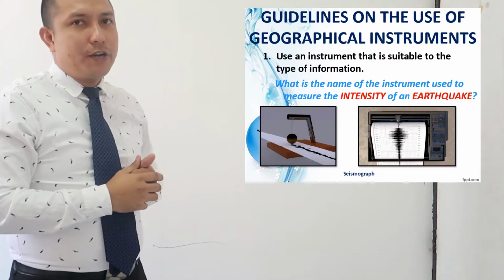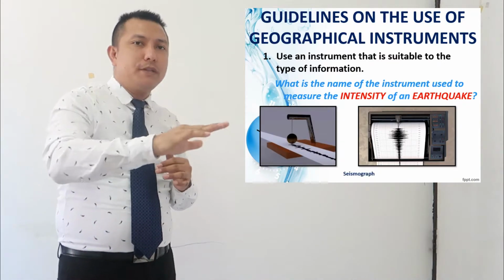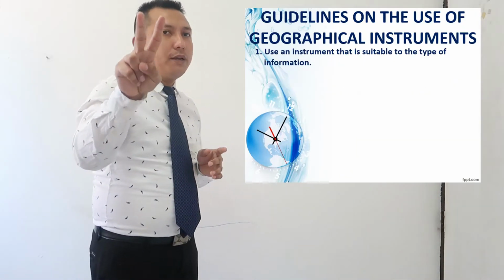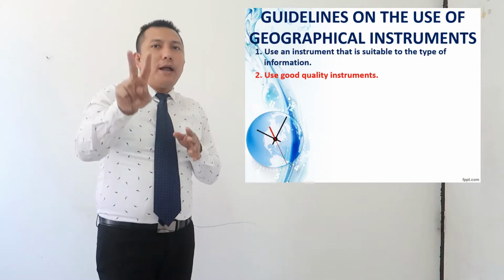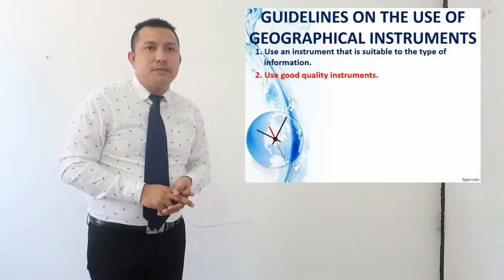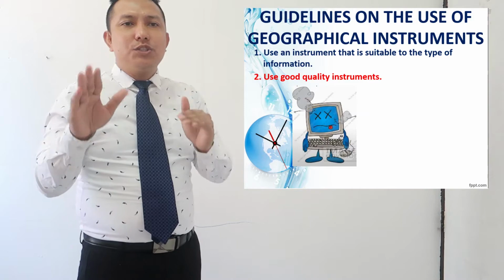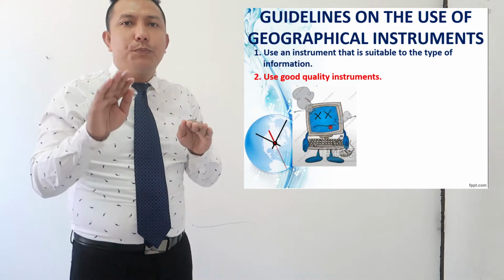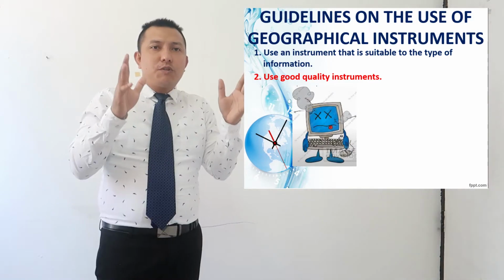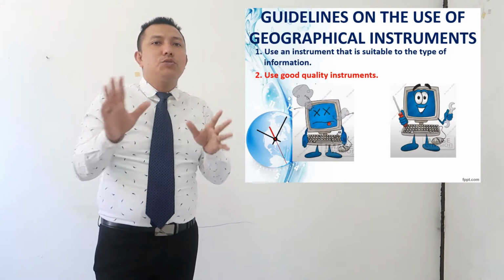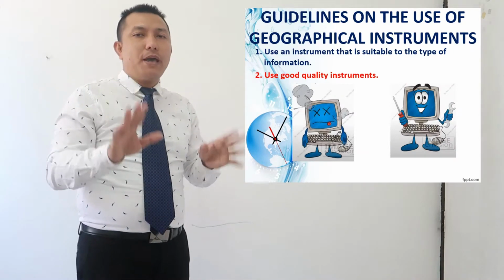Seismograph. Okay, very good. Seismograph or seismometer. The second guideline is to use good quality instruments. Poor quality instruments produce poor results, while good quality instruments produce better results.